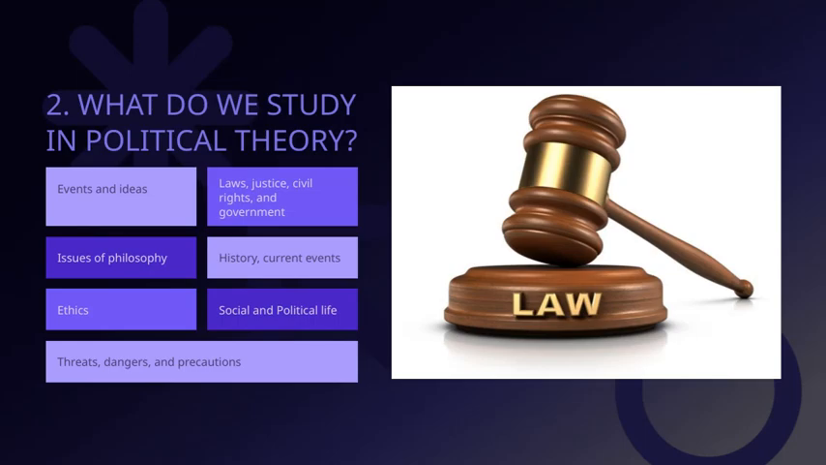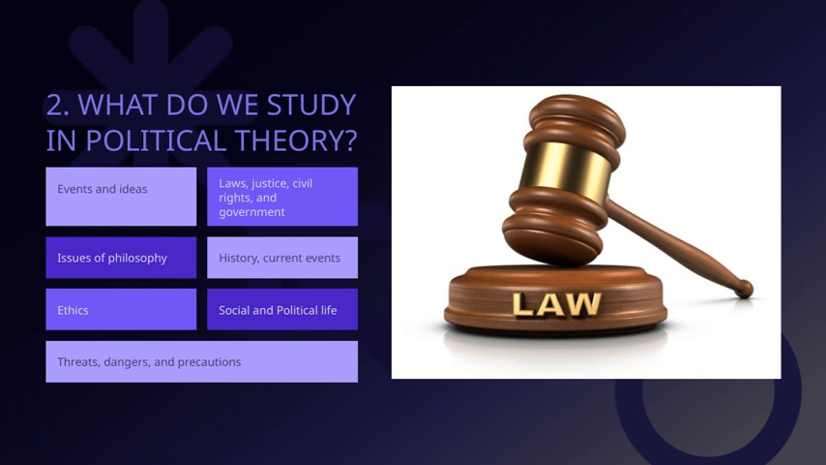Let's take a closer look at what we study in political theory, starting with social and political life. This area explores how societies function, the relationships between individuals and the state, and the structures that govern our daily lives. It also covers threats and dangers that can impact stability, such as conflicts or injustices, as well as precautions we can take to address these issues.